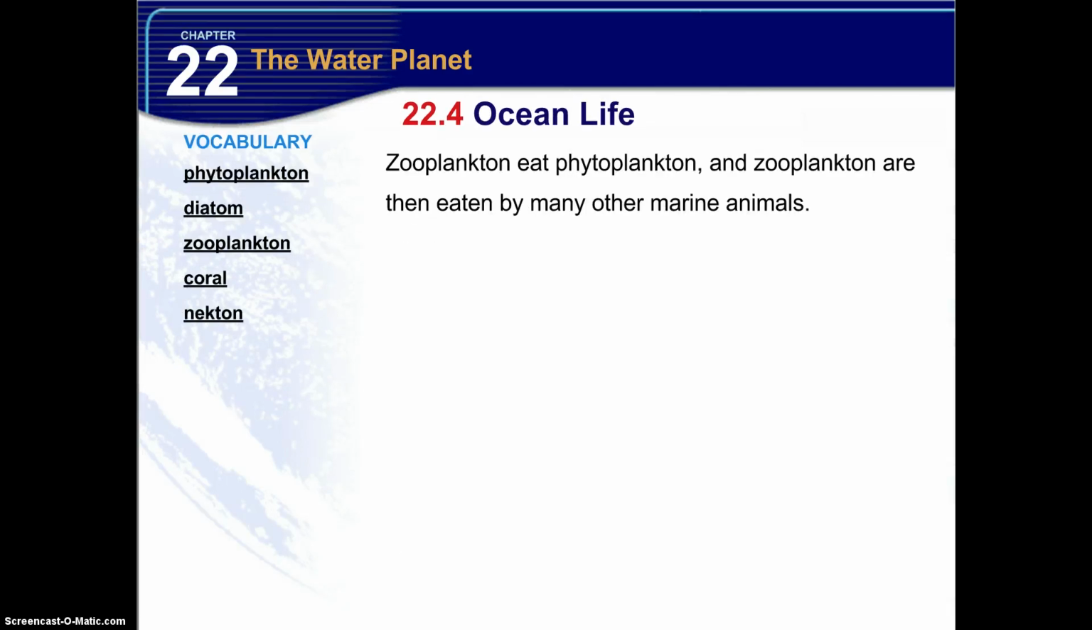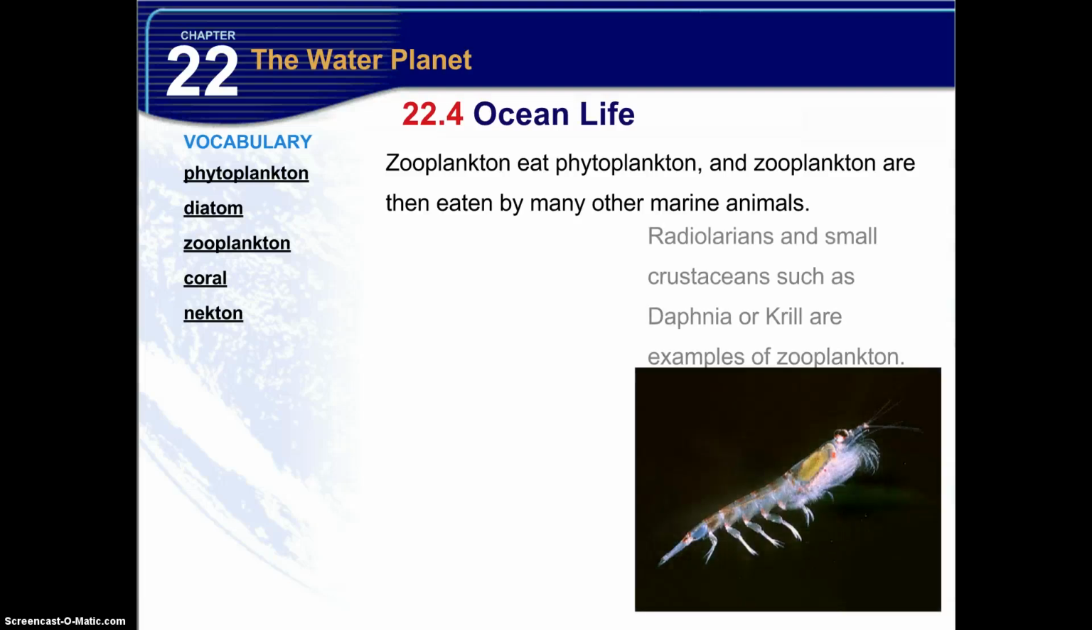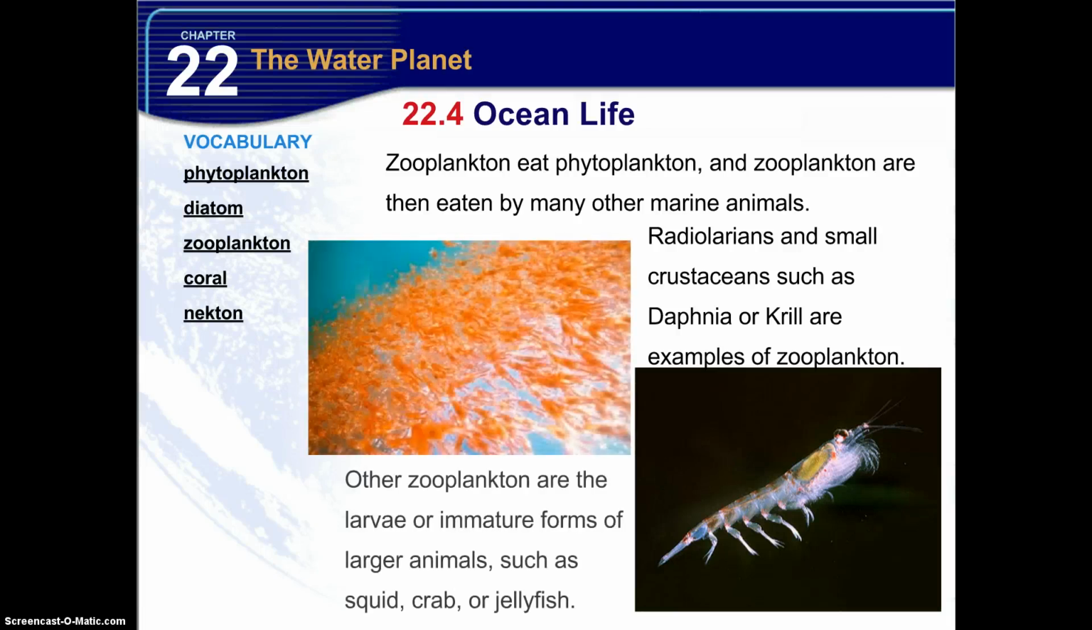Now, zooplankton eat phytoplankton, and zooplankton are then eaten by many other marine animals. Radiolarians and small crustaceans such as Daphnia or krill are examples of different types of zooplankton. Other zooplankton are the larvae or immature forms of larger animals such as squid, crab, or jellyfish.